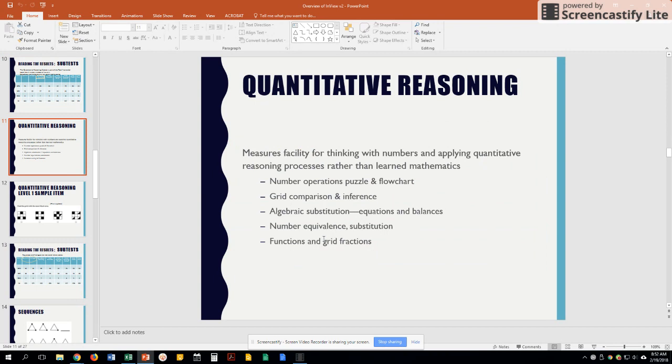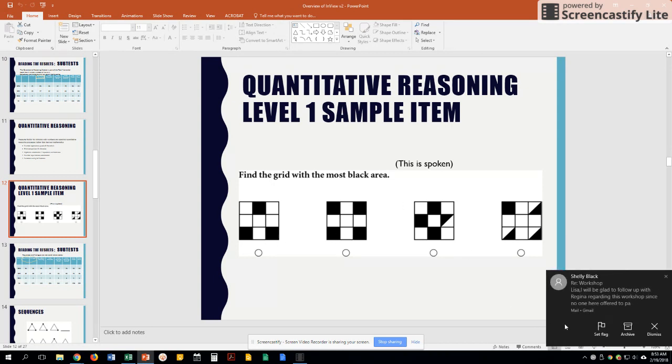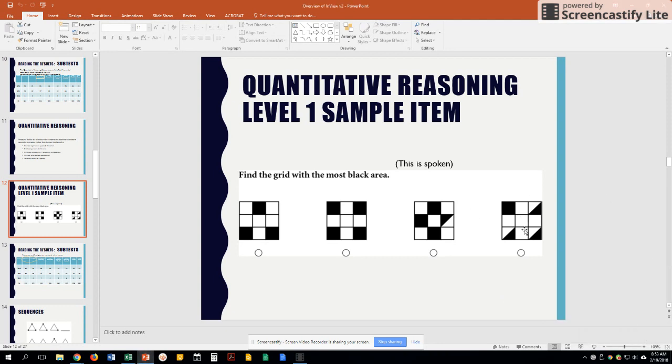Let's take a look at quantitative reasoning. That's more about thinking with numbers and applying the processes rather than learned mathematics. That means it's not about addition, subtraction, multiplication, and division. An example of a quantitative item, the teacher reads this. So, reading is not a factor with regard to aptitude. It just tells the student to find the grid with the most black area. And if you'll notice, the kid just has to look at it, and then they just have to determine which one will actually end up comprising the most space.